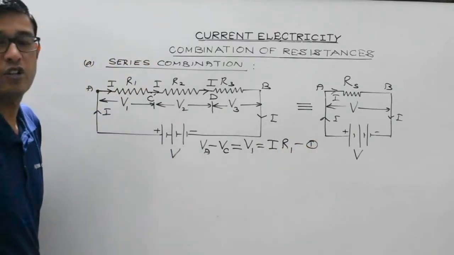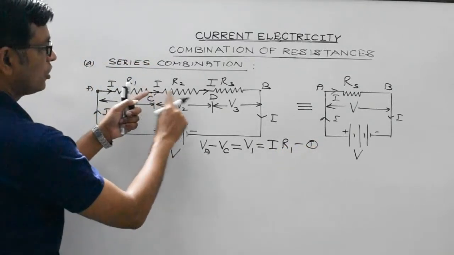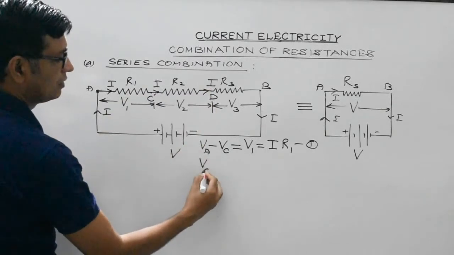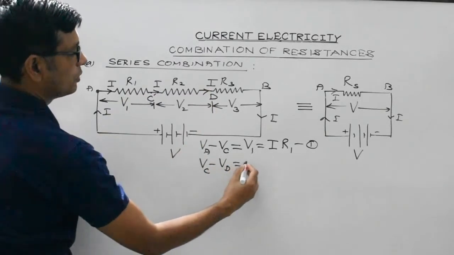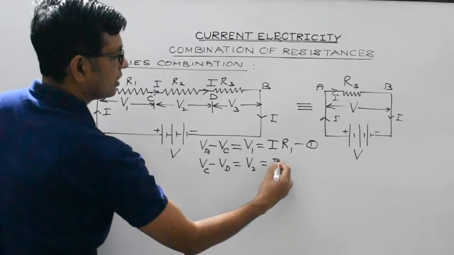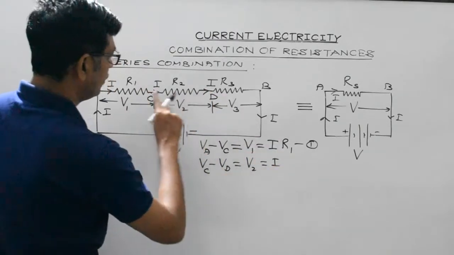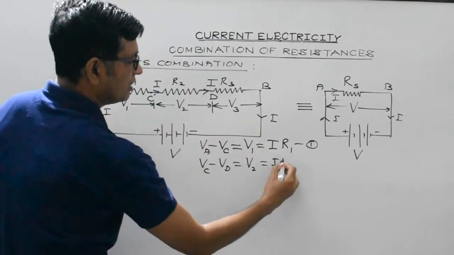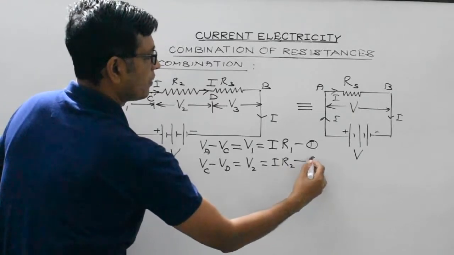Put this as equation number 1. Similarly, the potential difference between points C and D will be written in this particular manner. It is V2 and it is equal to I multiplied by the resistance offered by the conductor between points C and D, which is R2.